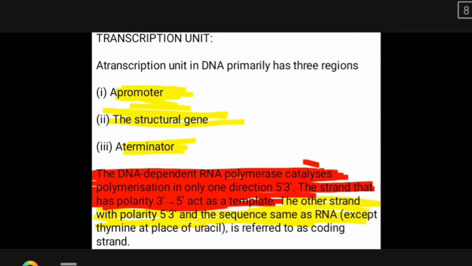The other strand with polarity 5' to 3' and a sequence same as RNA except thymine at place of uracil is referred to as coding strand, but this actually does not code for anything.